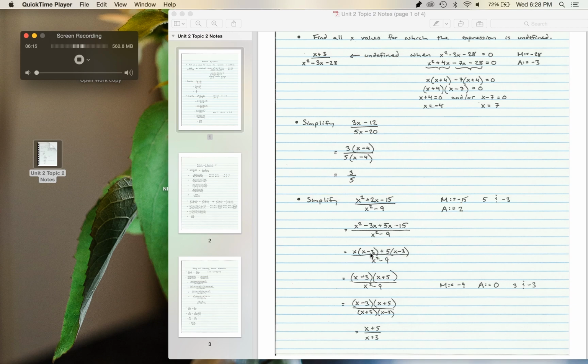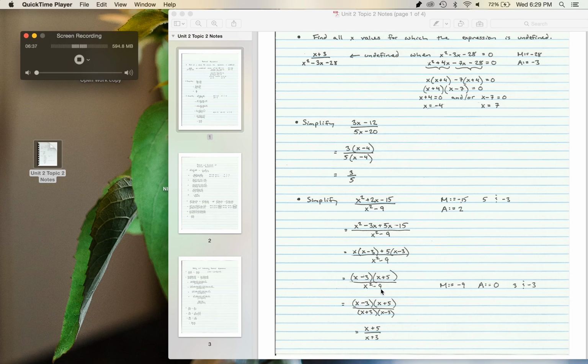Okay, for our next step here, I notice now I have an x minus 3 and an x minus 3. That is a common factor among these 2 terms. I'm going to pull out the x minus 3 and I'm left with x plus 5. It looks like I'm done factoring the top of my fraction, so let's move on and factor the bottom of the fraction. x squared minus 9.